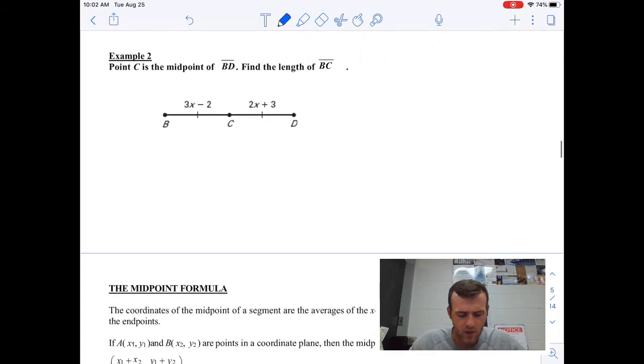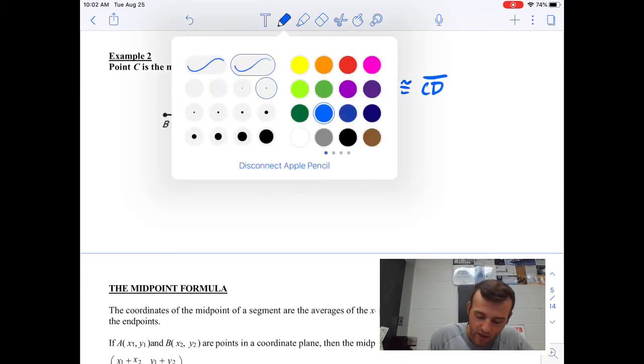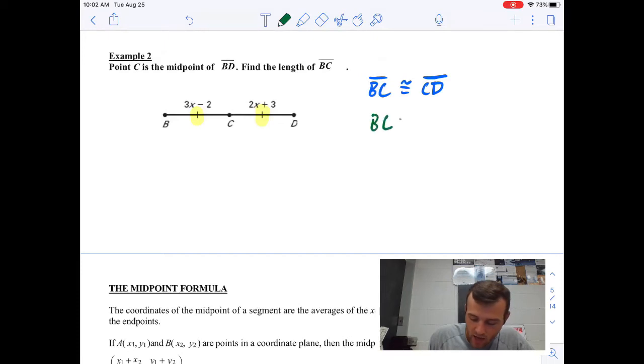Example 2, point C is the midpoint of segment BD. Find the length of BC. So here's what we know about midpoint. Midpoint is the exact middle, and it creates two congruent segments. How I know that they are congruent is on my picture here, I got my tick marks. If I know that segment BC is congruent to segment CD, then the definition of congruent segments tells me that, hey, if they are congruent, they also have to be equal.